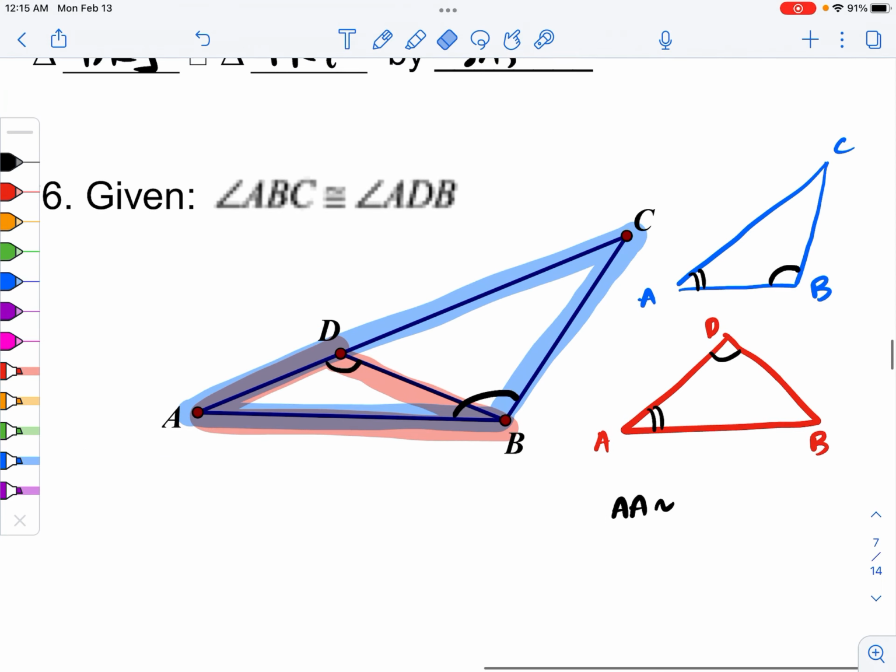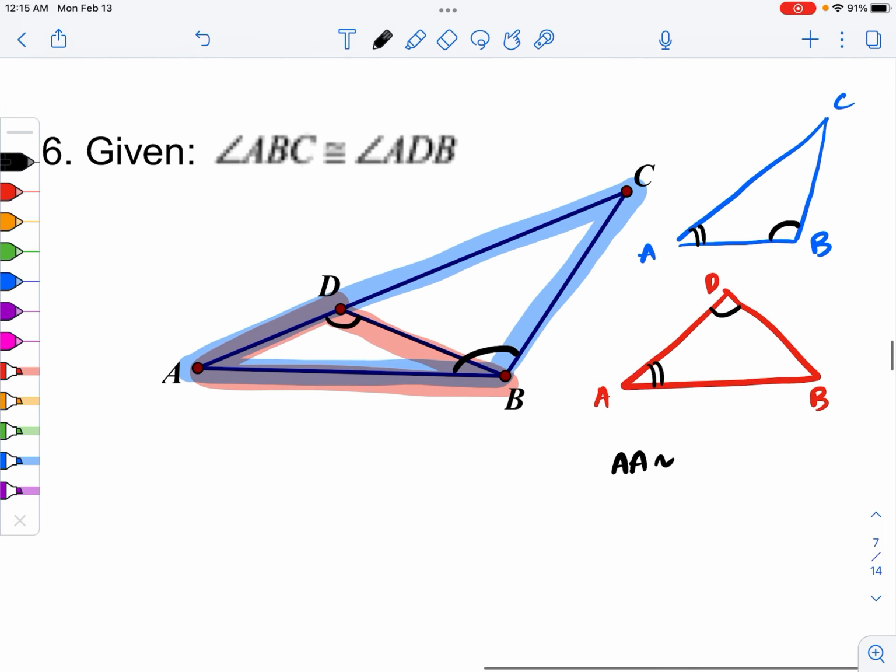So we could say that these are similar by angle, and we could actually write the triangle similarity statement here. And this is the tricky part because a lot of things are going to cross over and it's going to look really, really funny. Triangle, and I highly recommend doing this first.